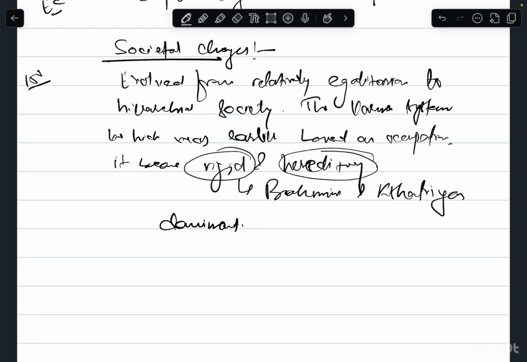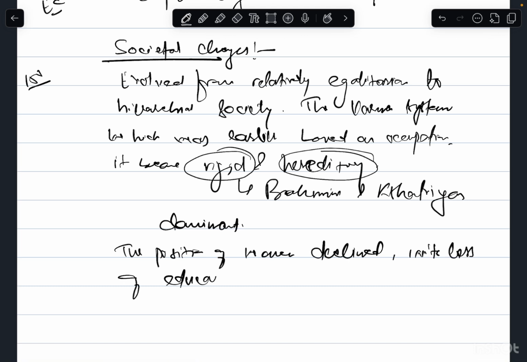Now, we'll first look at the position of women in the Rig Vedic phase and then in the later Vedic phase. If we see, the position of women declined with loss of education and rituals.